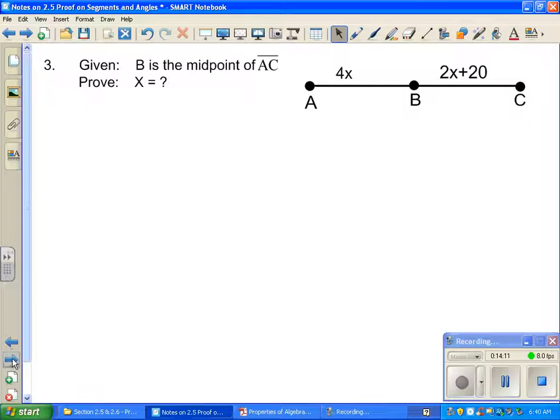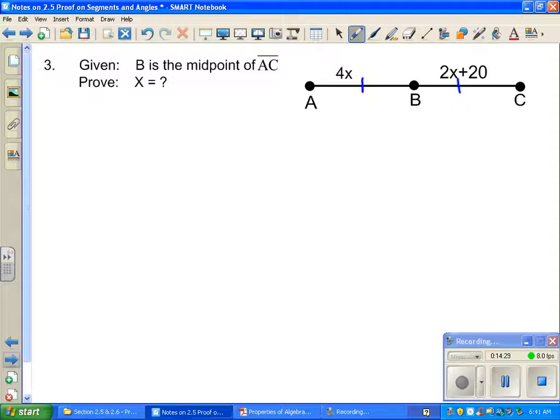Now, we have quite a few examples of this, so I'd like to continue on and look at another example of segments. And in this is where we're going to look at midpoint. We know midpoint means it's in the middle. So we know that when we want to set this problem up, that this segment is equal to this segment, that AB is equal to BC.